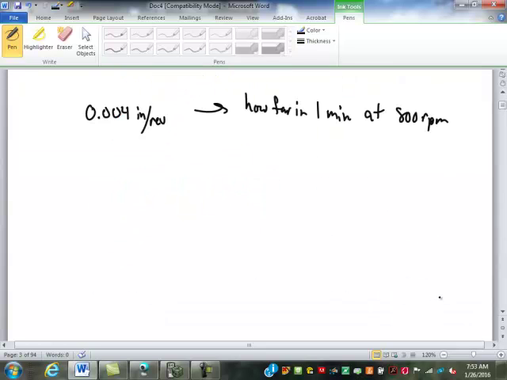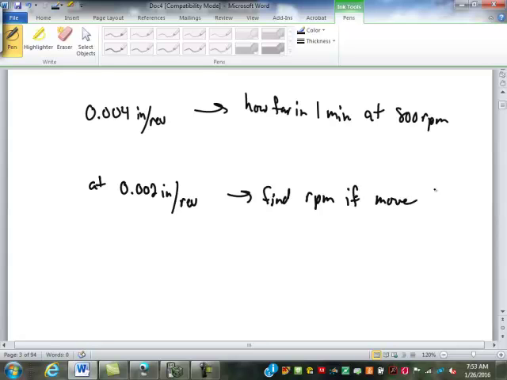So what'd you get? 3.2 inches? Perfect. Well, let's turn that around a bit. At 0.002 inches per revolution, find RPM if you move 2.8 inches in a minute. See if we make that work backwards.